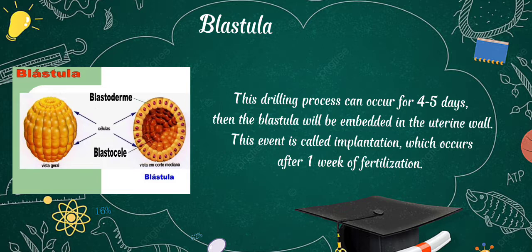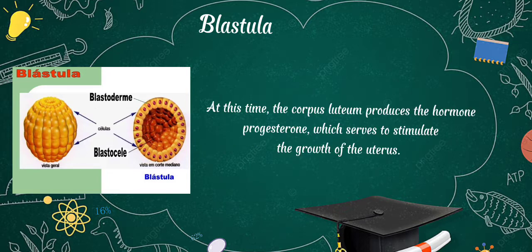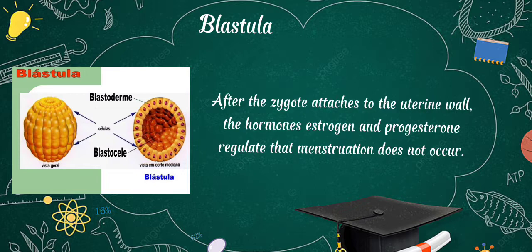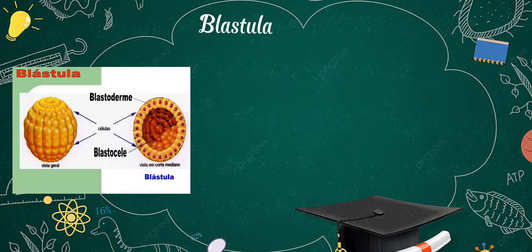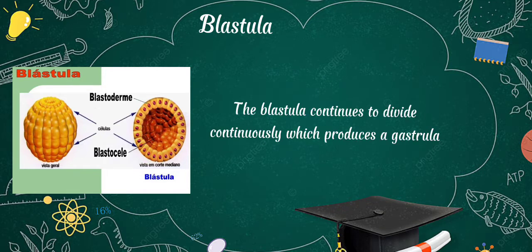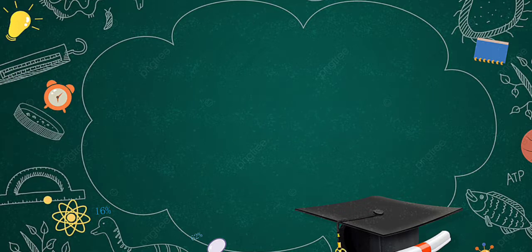This event is called implantation, which occurs after 1 week of fertilization. At this time, the corpus luteum produces the hormone progesterone, which serves to stimulate the growth of the uterus. After the zygote attaches to the uterine wall, the hormones estrogen and progesterone regulate so that menstruation doesn't occur. The blastula continues to divide continuously, which produces a gastrula.